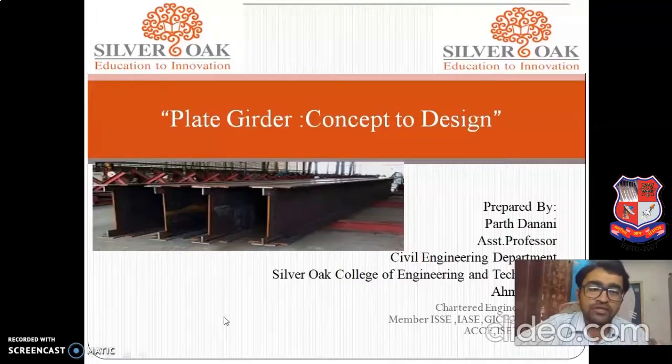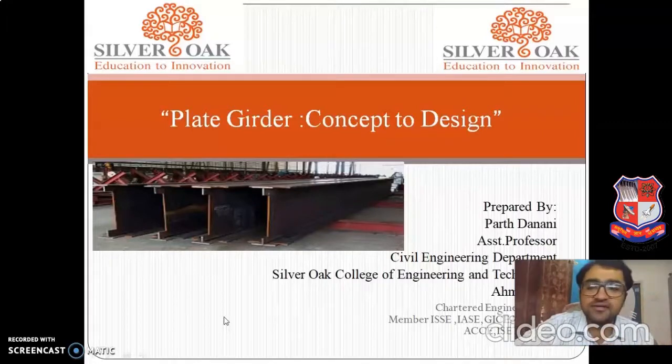Then we'll move to the IS code criteria of the plate girder so that you will better understand the design criteria. But before that, you will understand what the plate girder is and where it is used. If you see it practically, yes, this is a plate girder and here it is used, and these are the components of it. Then it is very easy for you to design a plate girder.